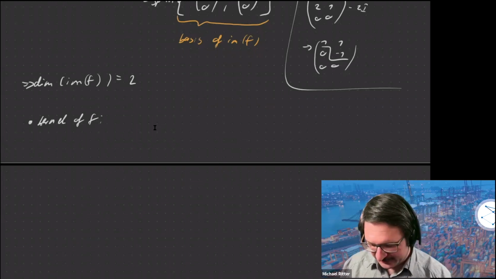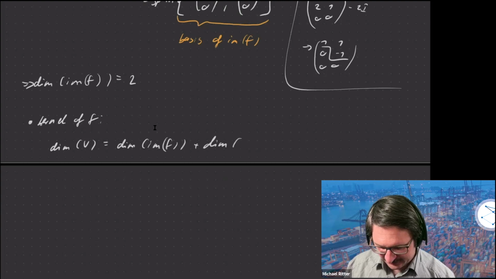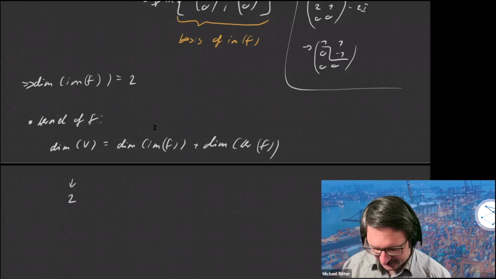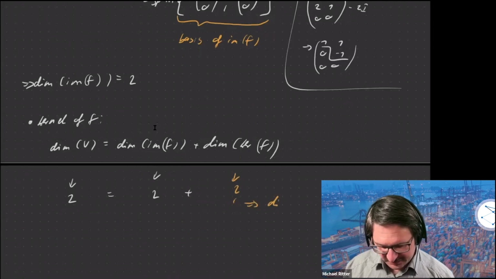So here, the dimension of V, our domain, is the same as the dimension of the image of F plus the dimension of the kernel of F. The dimension of V is 2. The dimension of the image is 2. So, well, what is the dimension of the kernel? It needs to be 0.